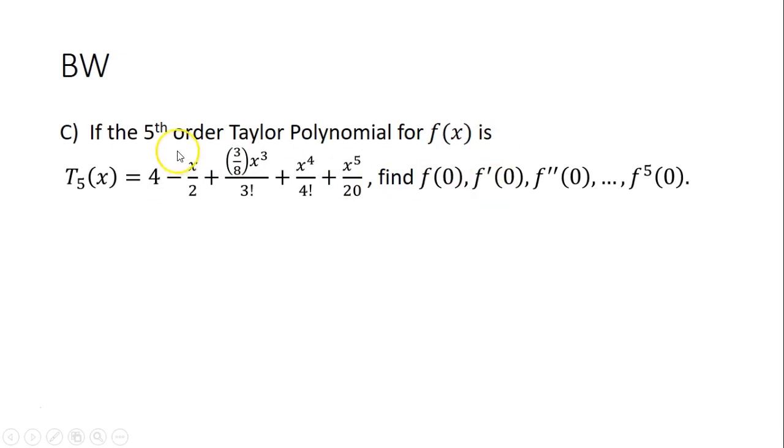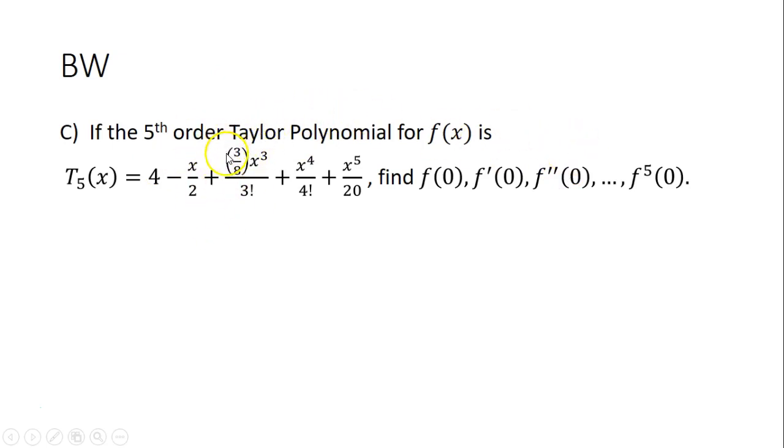Okay? f prime of 0 should be whatever the coefficient is in front of the x. Looks like it's negative 1/2. The second derivative should be whatever's in front of x squared. Well, wait. Where's the x squared? There isn't one. So what's f double prime of 0? It must be 0 to make that term disappear. The third derivative would be 3/8.